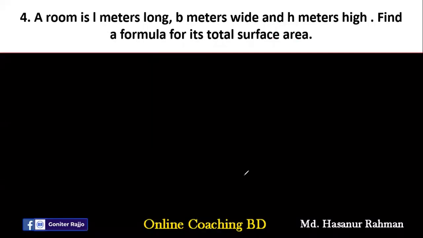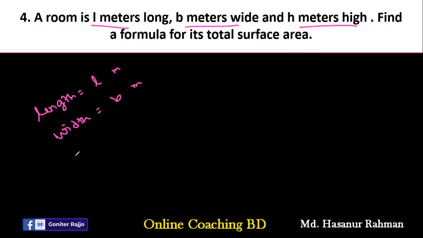Now, number 4. Number 4 says a room is L meters long, B meters wide, and H meters high. Find a formula for its total surface area. So we have to write only the formula, nothing else here. So if we look at this, here length is given. Length is L meter. Breadth or width is equal to B meter. That is given in the question. And height is equal to H meter. By using these three measurements, we have to find out the total surface area.